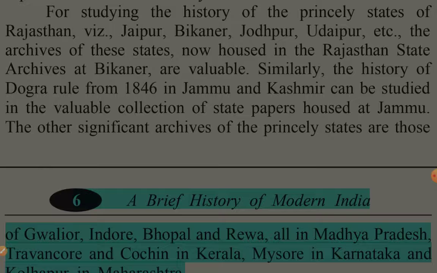of Gwalior, Indore, Bhopal and Rewa, all in Madhya Pradesh, Travancore and Kochi in Kerala, Mysore in Karnataka and Kolhapur in Maharashtra.